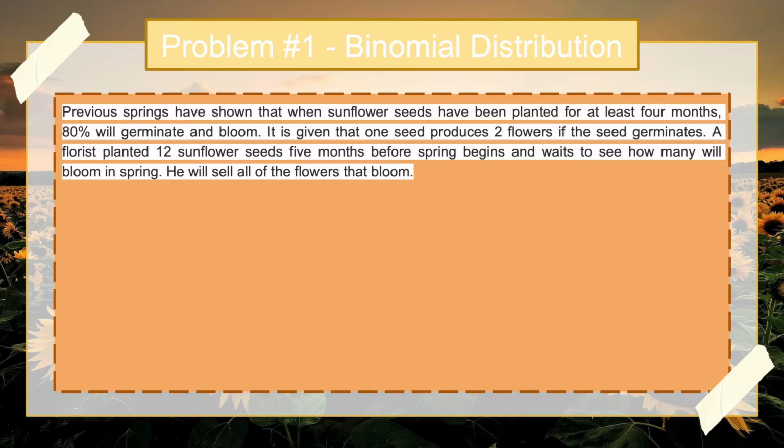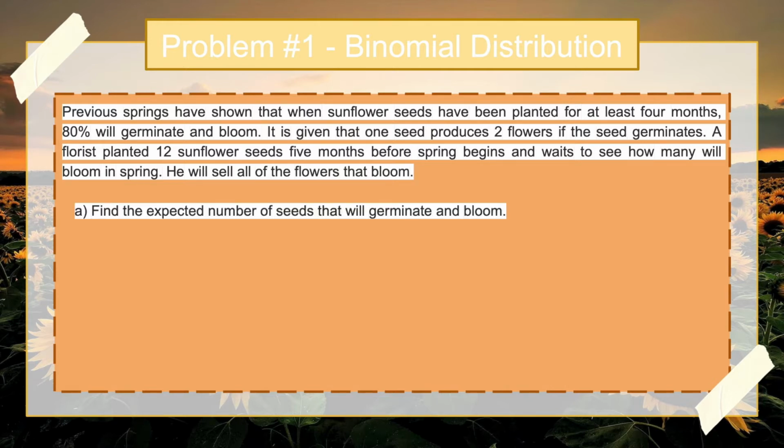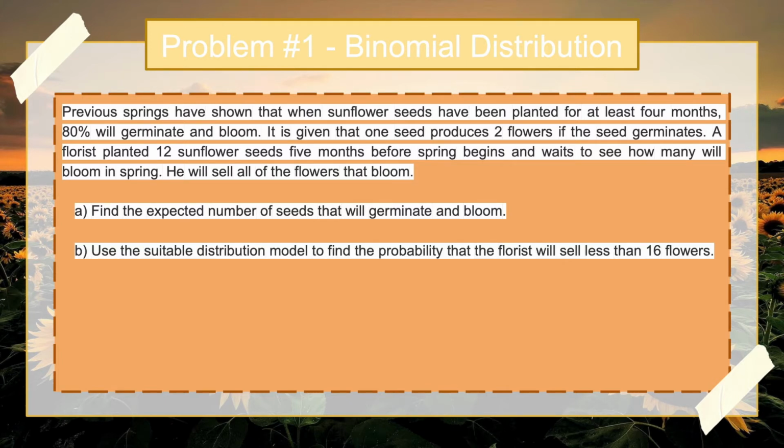Previous springs have shown that when sunflower seeds have been planted for at least 4 months, 80% of it will germinate and bloom. It is given that one seed produces 2 flowers if the seed germinates. A florist planted 12 sunflower seeds 5 months before spring begins and waits to see how many will bloom in spring. He will then sell all of the flowers that bloom. A. Find the expected numbers of seeds that will germinate and bloom. B. Use the suitable distribution model to find the probability that the florist will sell less than 16 flowers.